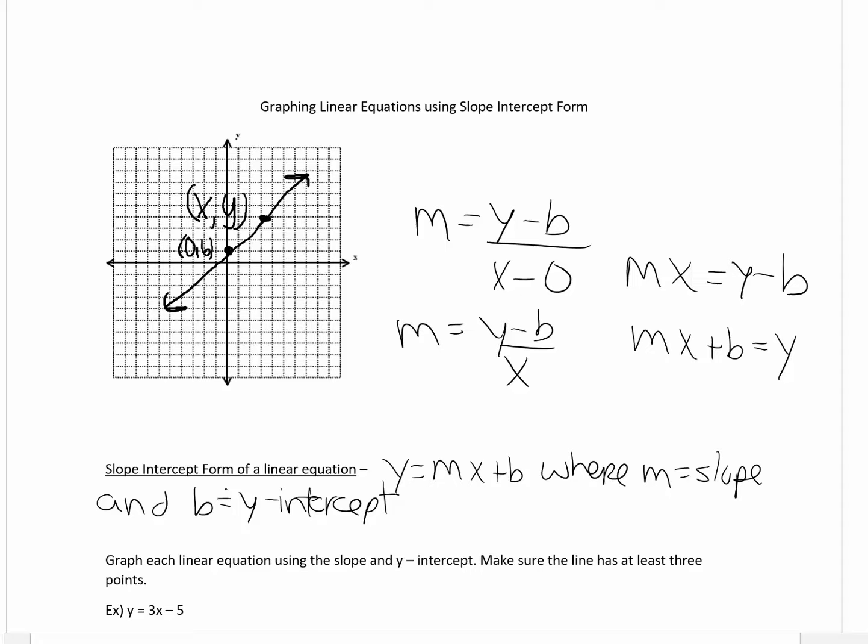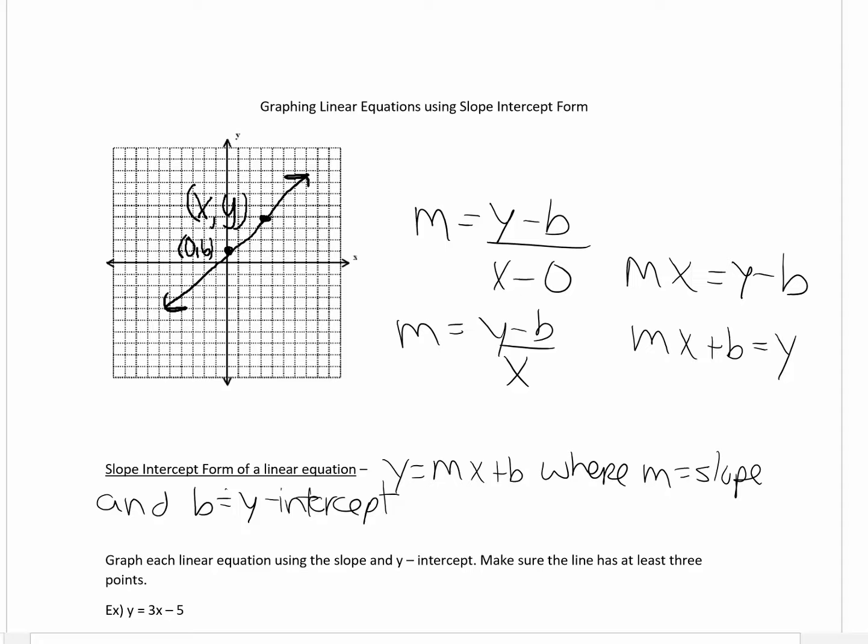Okay, let's take a look at the first example then. So I want to graph each linear equation using the slope and the y-intercept. Make sure the line has at least 3 points. Well, this is already in slope-intercept form, so we know the slope is 3. I can rewrite 3 as 3 over 1. Change in y, because that's positive, we go up 3. Because the 1 is positive in the denominator, I would go to the right 1.